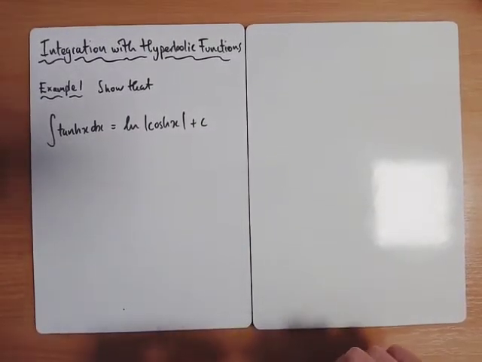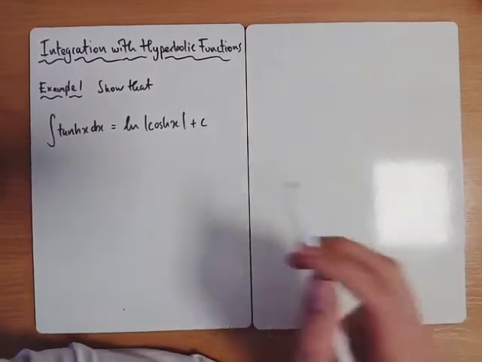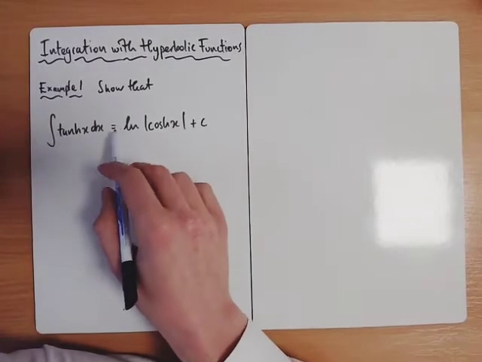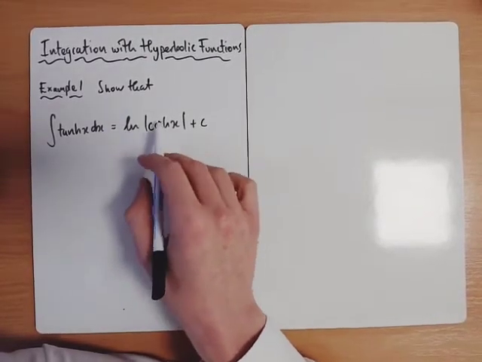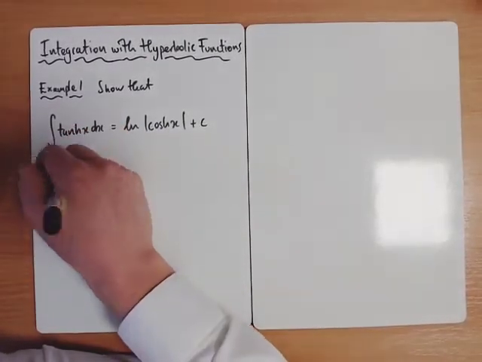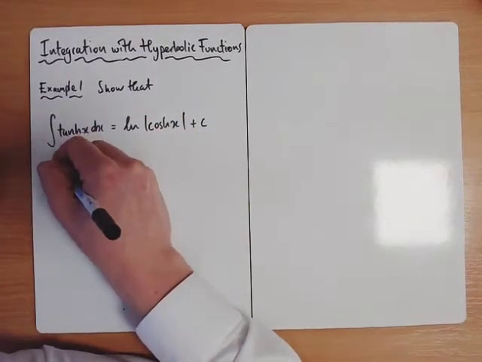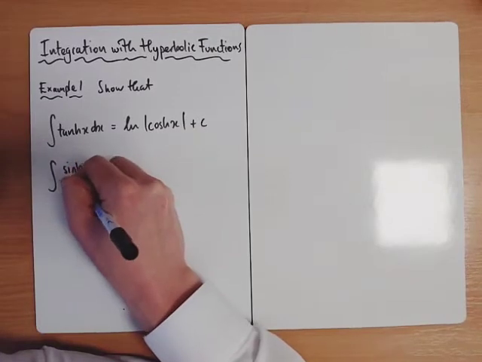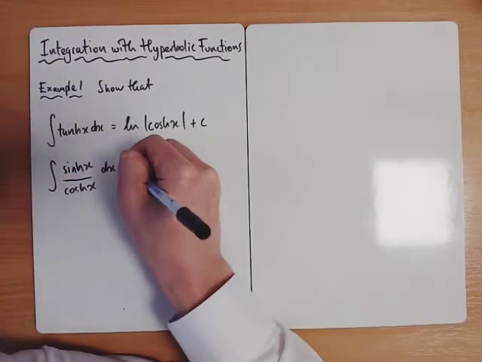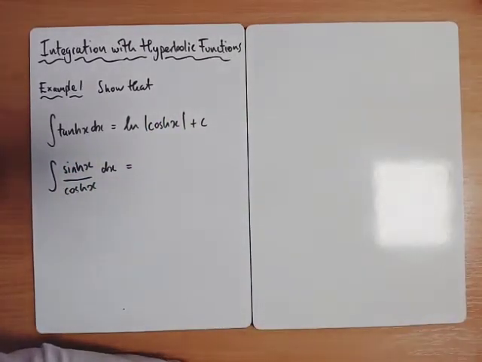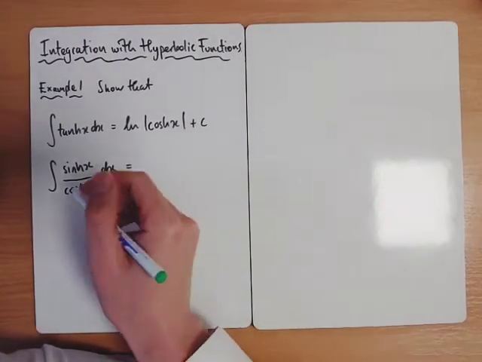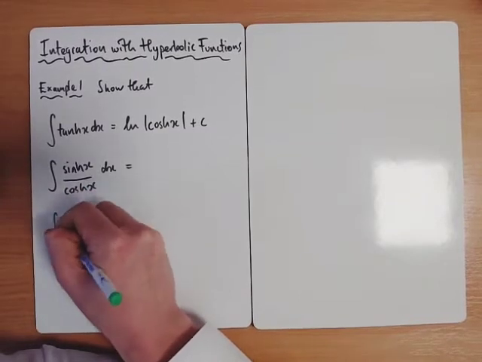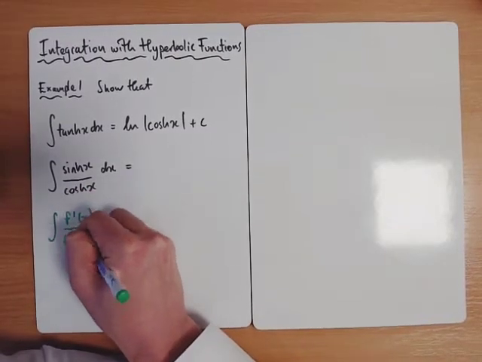Let's take a look at integrating some of the hyperbolic functions. Example 1, we're going to integrate tanh, and we want to show that it's equal to ln of cosh. So we think about tanh as sinh over cosh. And clearly here we've got an integral with the derivative on top.